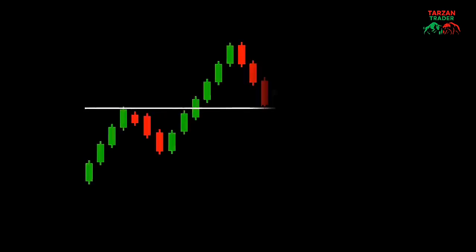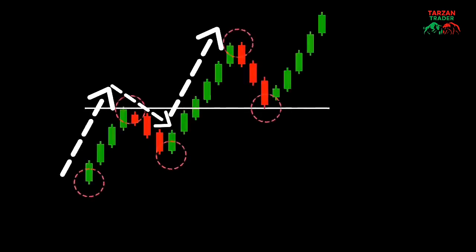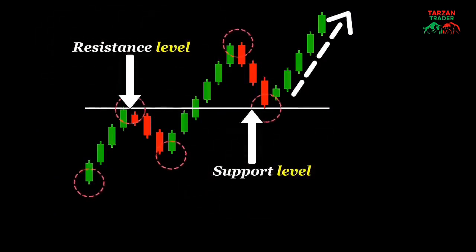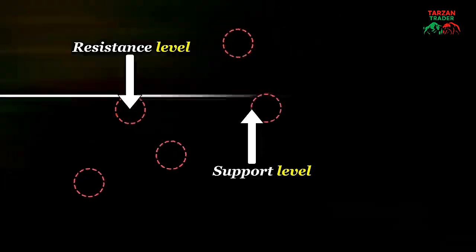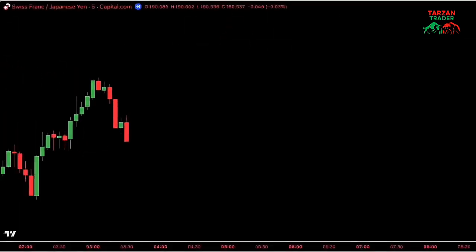Now the question is how to identify the beginning of an impulsive move and the end of a retracement. This is where support and resistance become extremely important, because they give us a clear reference point on the chart. If you want to understand this concept in more detail, you can check the previous lesson where I explain support and resistance step by step. But for now, let's focus on how to use them within market structure. Let's look at this chart example. As you can see, the market moves upward and then starts to reverse.